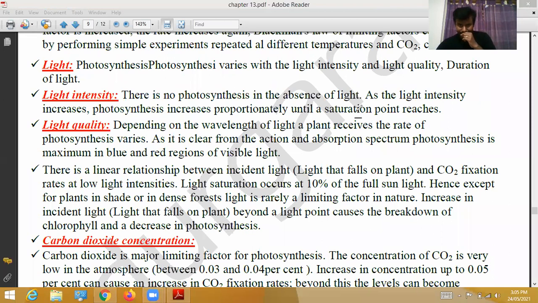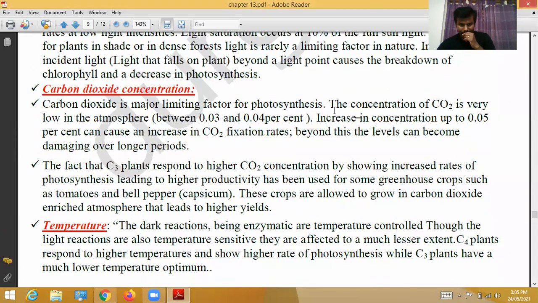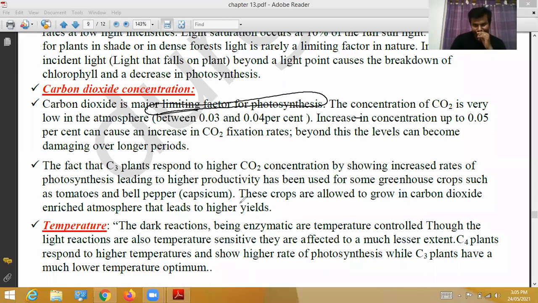Next, carbon dioxide concentration. Carbon dioxide is an essential factor for photosynthesis, so it is a major limiting factor. The concentration of carbon dioxide in the atmosphere is very low, in between 0.03 and 0.04%. An increase in concentration up to 0.05% can cause an increase in carbon dioxide fixation. That we have already seen.